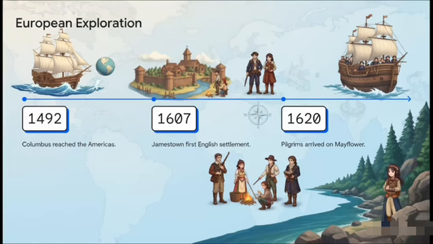Then, of course, the timeline totally shifts with European exploration. In 1492, Columbus hits the Americas, and boom, it's a frantic race for territory by Spain, France, England, and the Netherlands. This exploration rapidly turned into permanent and, honestly, pretty perilous settlements. Think Jamestown in 1607 and the Pilgrims landing on the Mayflower in 1620. This massive collision of two very different worlds really set the stage for everything that was about to follow.